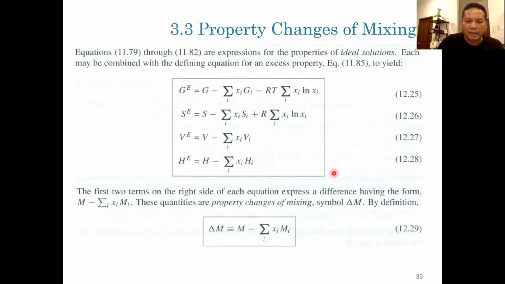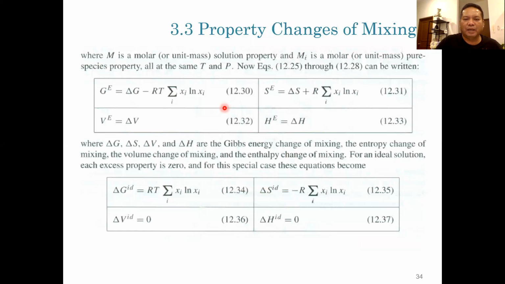So we can write it into this form, molar solution properties. Or we can write it into this form here, and then we can denote that with delta M. So we can have this delta M, which will be delta G, delta S, delta V, delta H. Is this following here?